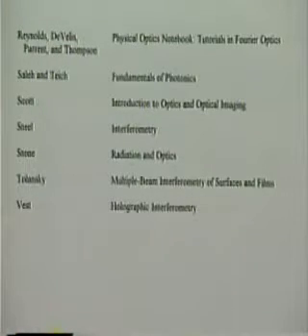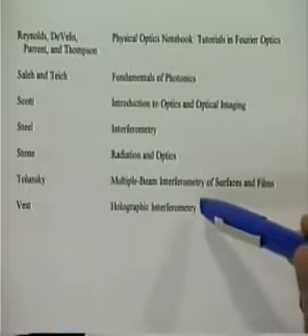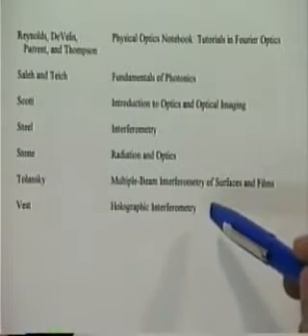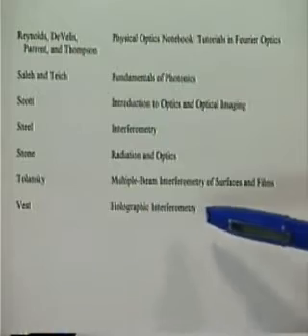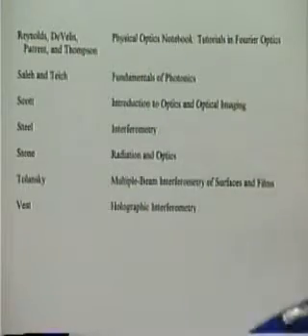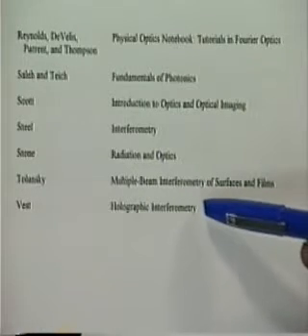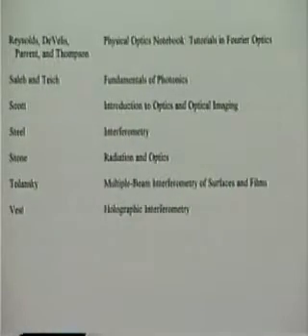Then the last book on my list is Vest's book, Holographic Interferometry. Vest was a mechanical engineer who went on and is now the president of MIT. But he got into holography from the mechanical engineering area. And it's a superb book on holographic interferometry. If you ever get involved in holographic interferometry, this is the book to look at. He's very good at explaining things in nice, simple ways, and it's a superb book.